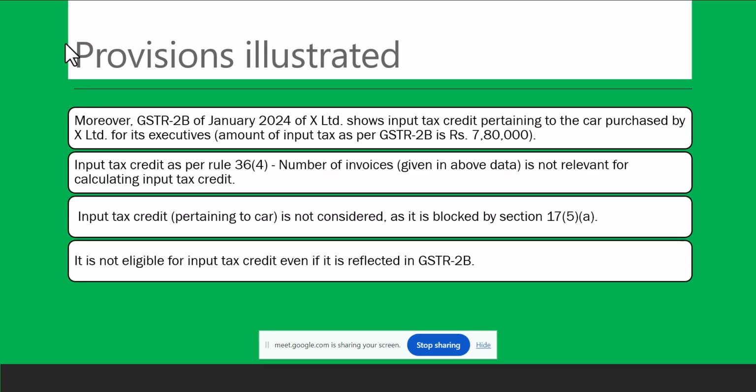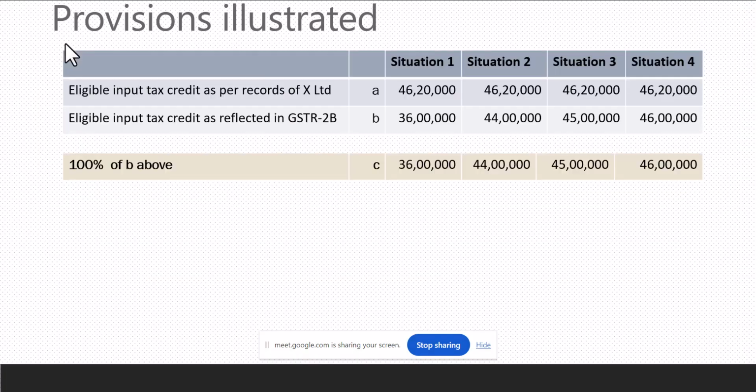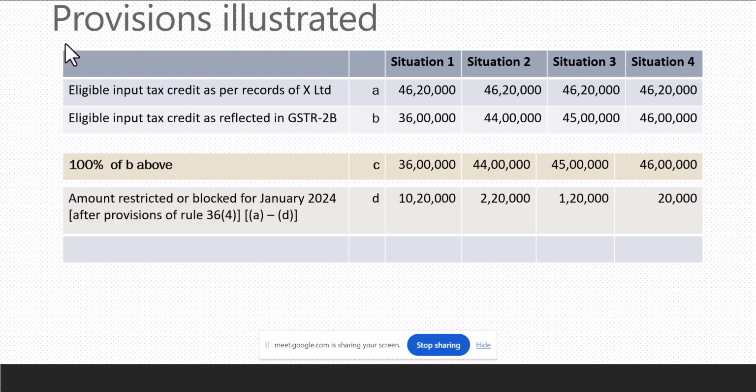So now let's go back here and see. So this was his input tax credit, 36 lakhs, the first case. Which means that he will not be entitled for 10 lakh 20,000 in situation 1. So 46 lakh 20,000 was the input credit, 36 lakhs, which was reflected in GSTR 2B. So 10 lakh 20,000 he will be entitled only in the subsequent months when the people are going to file their GSTR 1 returns. Because people have not filed the GST return, okay? So he is going to be entitled only for 36 lakhs. So the rest 10 lakh 20,000 will be blocked till the people file their returns.